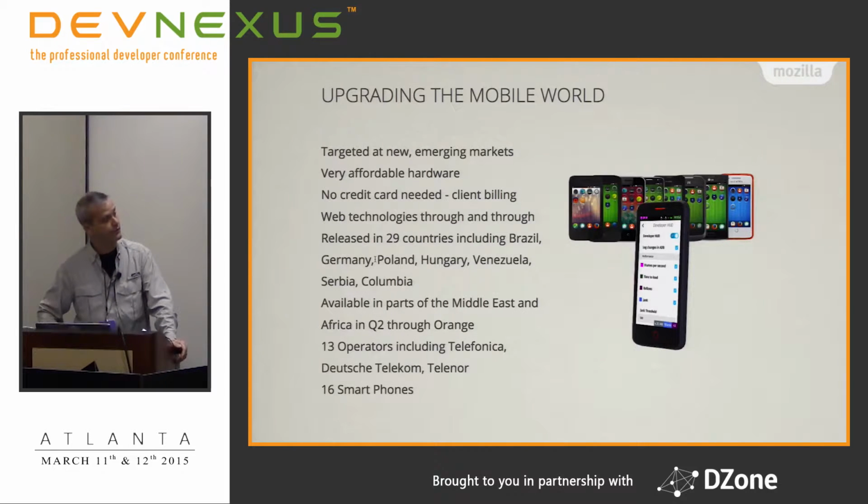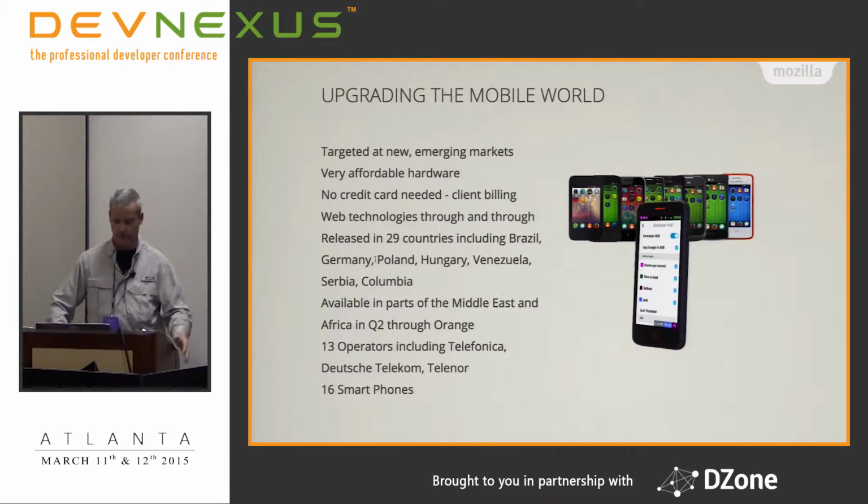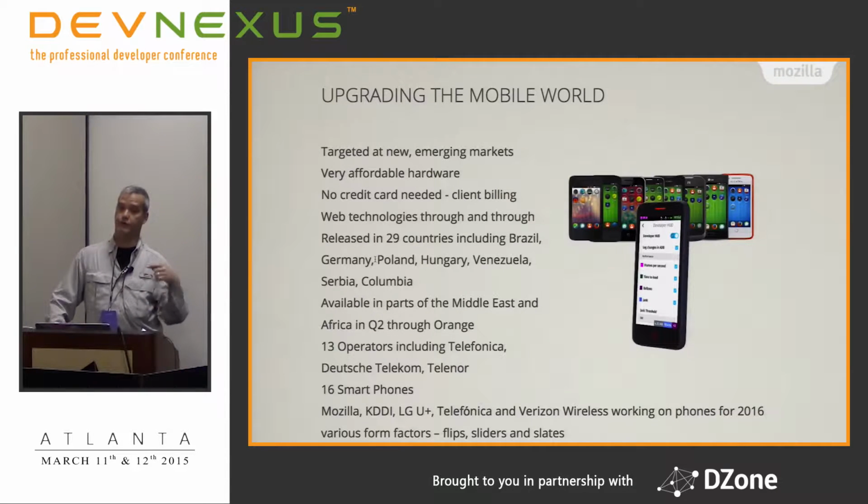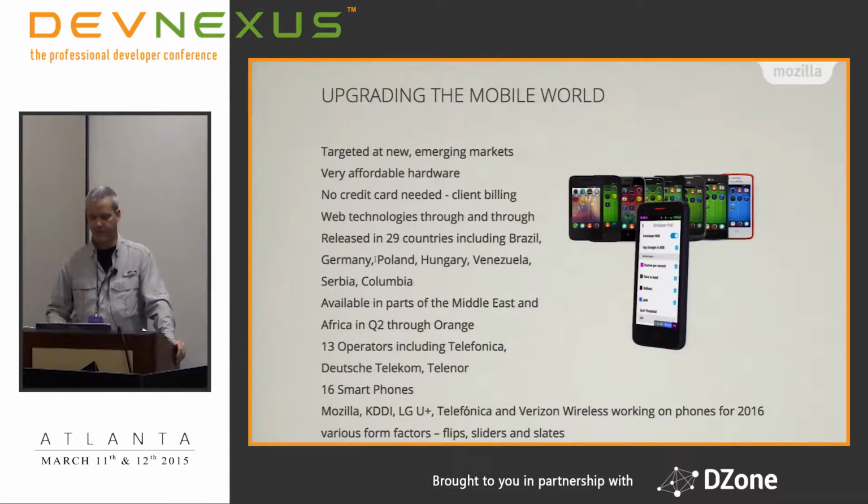We have 13 operators, Telefonica, Telenor. So far we have 16 smartphones, but that list is going to be greatly bumped up in the next couple of months with Orange coming online. And this was announced last week: Mozilla is partnering with a couple of partners like Verizon to produce a set of various form factor phones, flip, slide, and slate type phones. Those phones will be coming out in 2016.